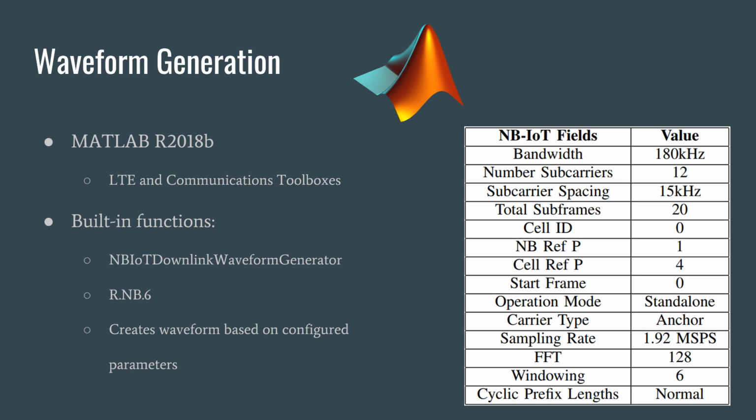A total of 2 frames were sent to be able to show the difference between even and odd frames for the NSSS. The operation mode was set to standalone because of using an out-of-band frequency, and a carrier type of anchor was chosen so as to include the NPSS, NSSS, and NPBCH in the signal.